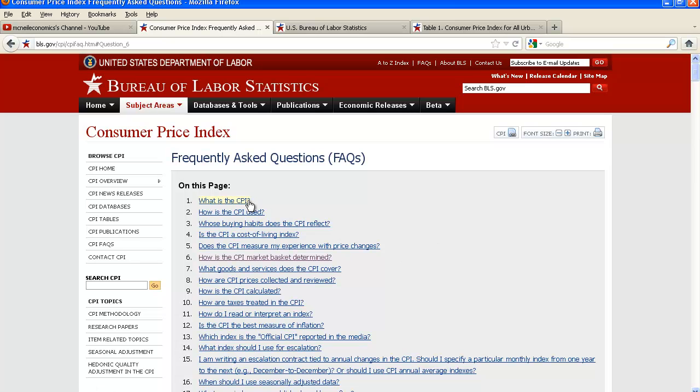Look at what is the CPI. You get a more detailed explanation. How is it used, essentially, to measure price changes in the country? Is it a cost of living index? Does it measure my experience with price changes? How is the market basket determined? That's really the only one I want to look at for this video. But again, I urge you to look at these when you have a moment. Let's click on this one.